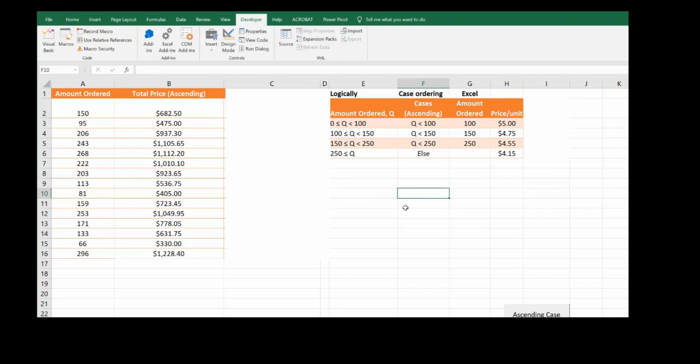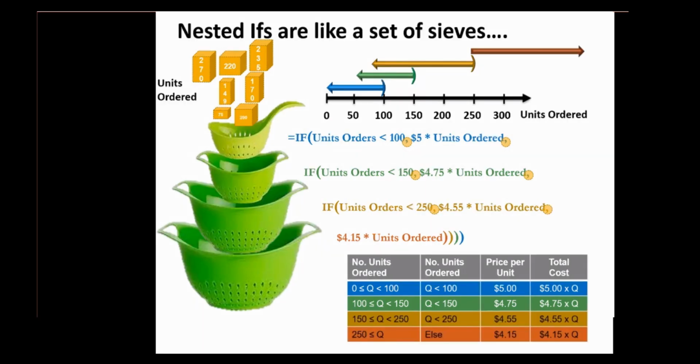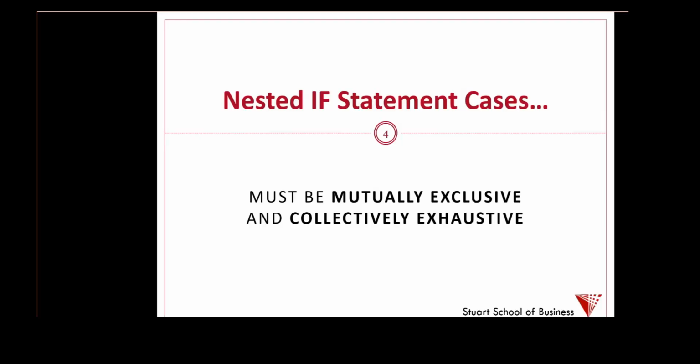I want to take a moment and go back to our PowerPoint presentation and talk about the fact that when we created this formula in Excel and talked about the logic behind it, what we've done is create a set of cases that are mutually exclusive. What it means for cases to be mutually exclusive is that two or more conditions cannot be simultaneously satisfied.